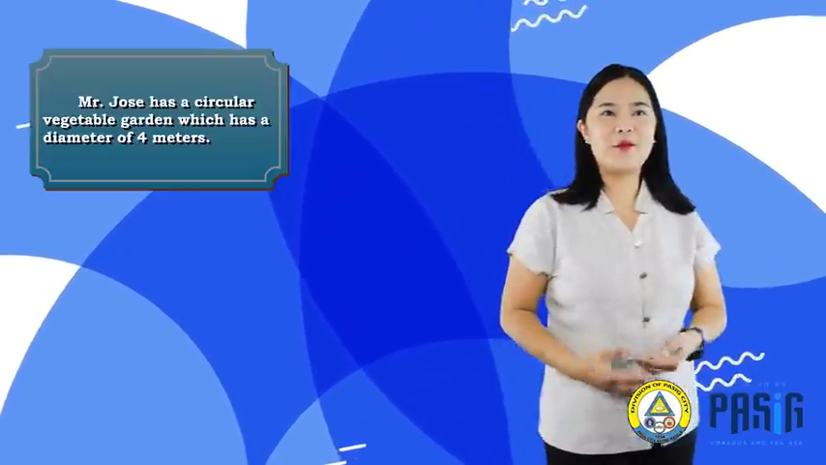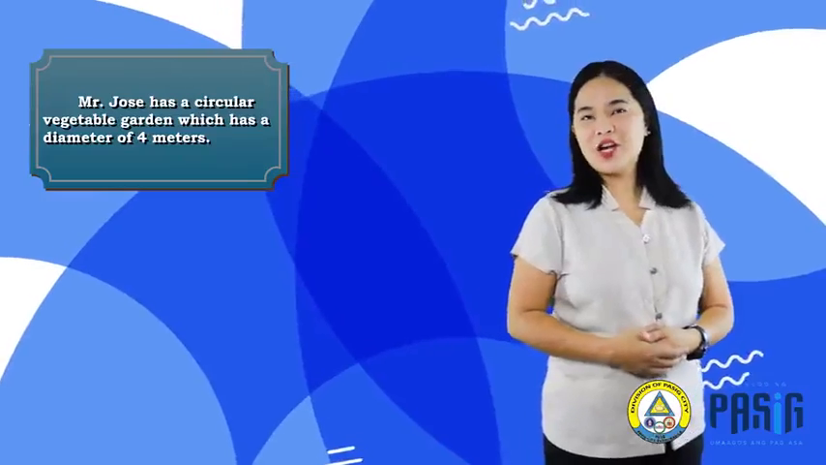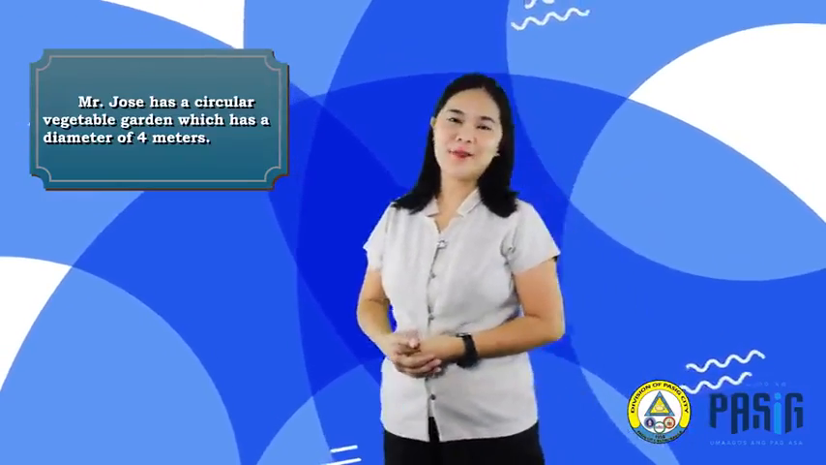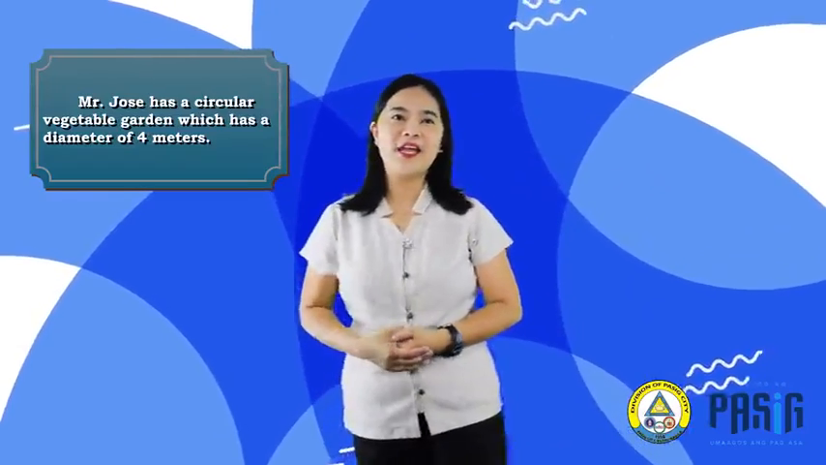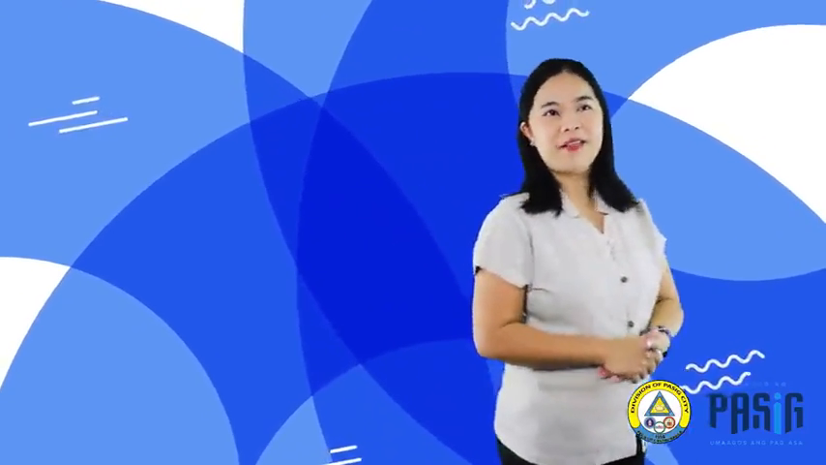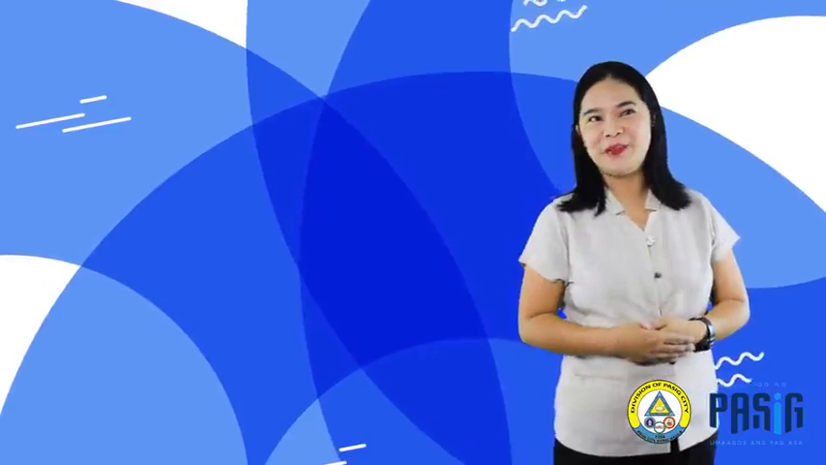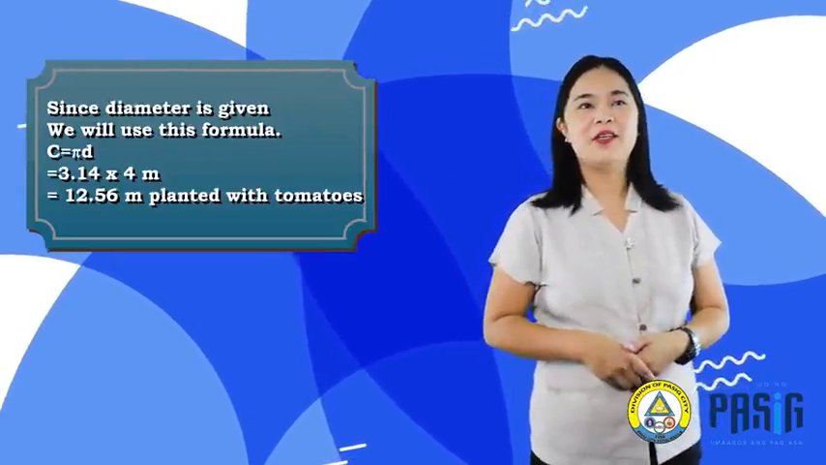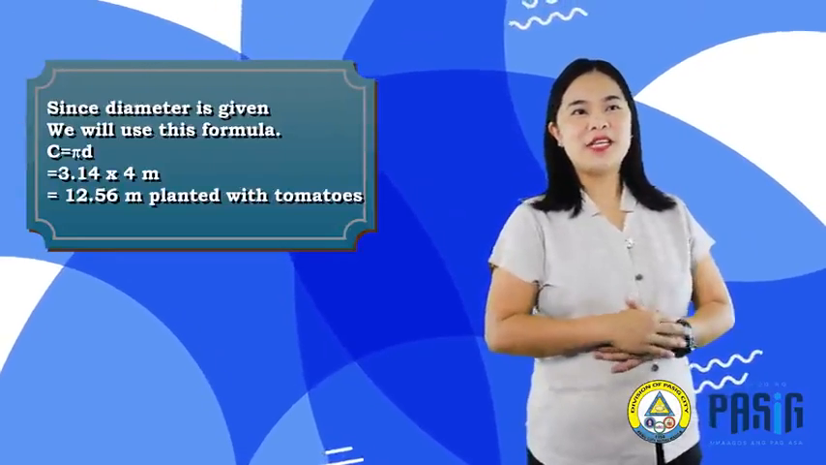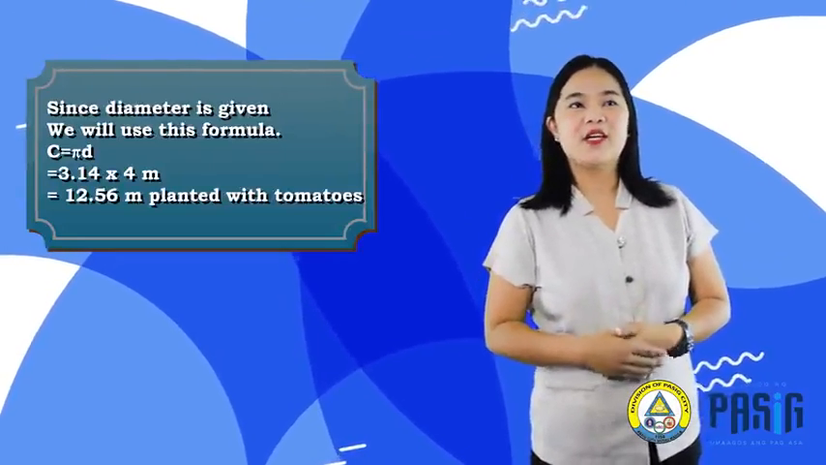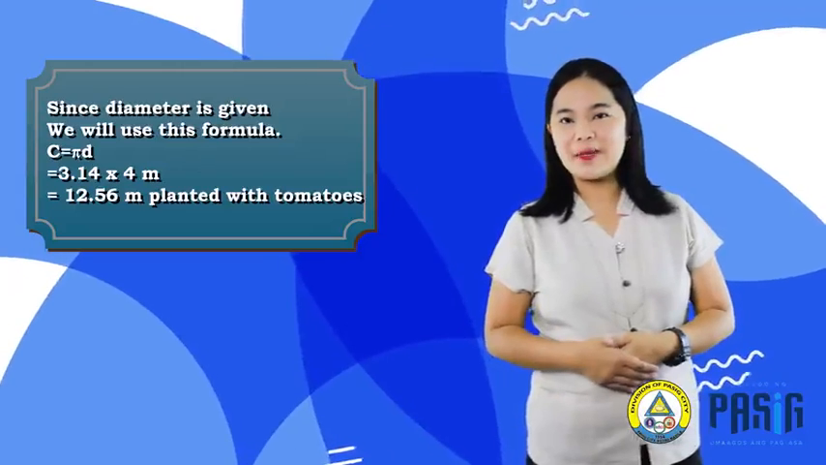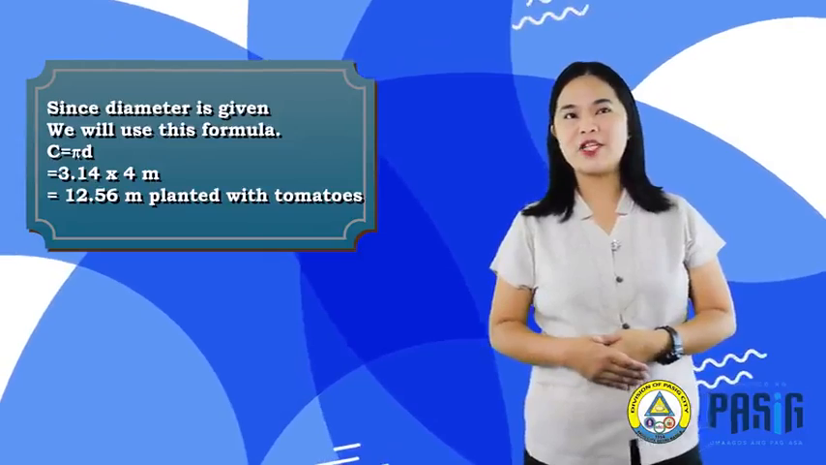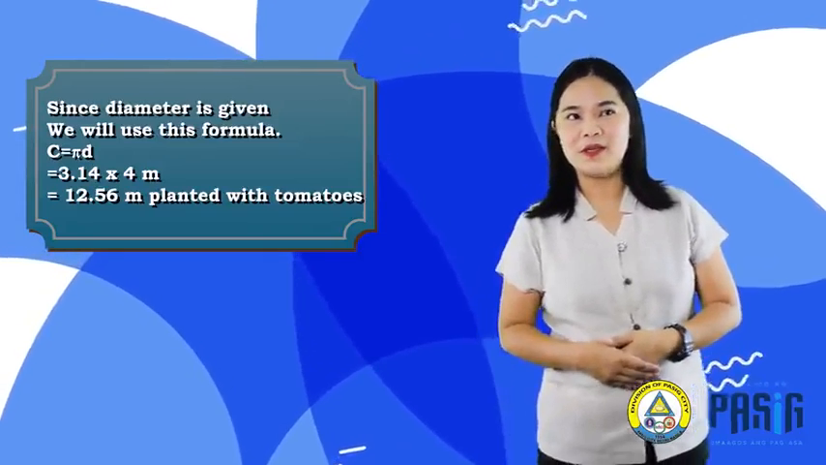In our problem opener, a while ago, Mr. Jose has a circular vegetable garden which has a diameter of 4 meters. Since diameter is given, we will use this formula. Circumference equals pi times diameter. So, the diameter is 4 meters. So, 3.14 times 4 meters, the product is 12.56 meters planted with tomatoes.